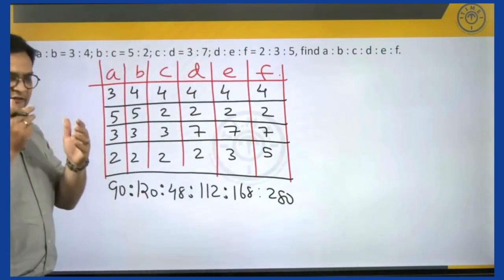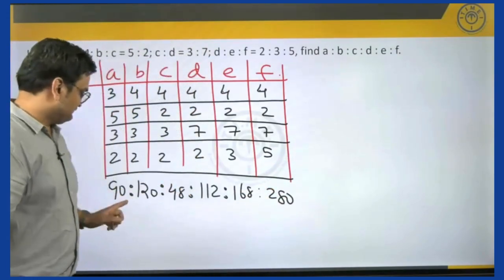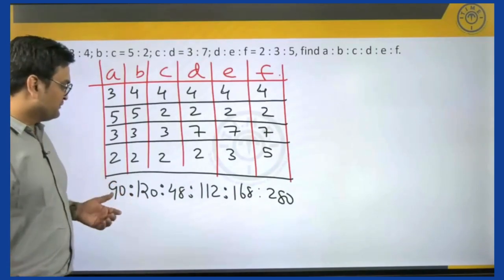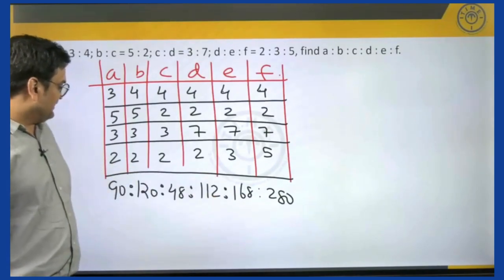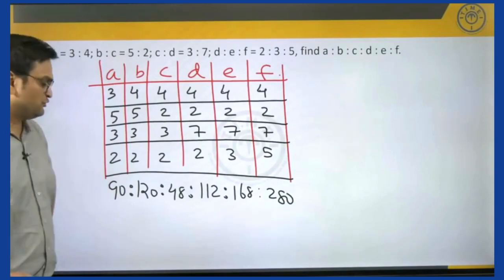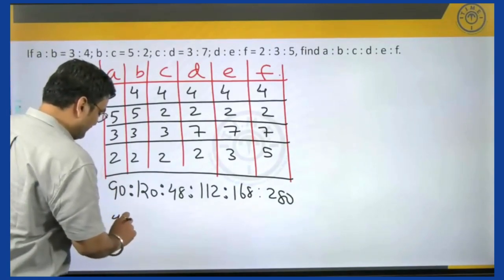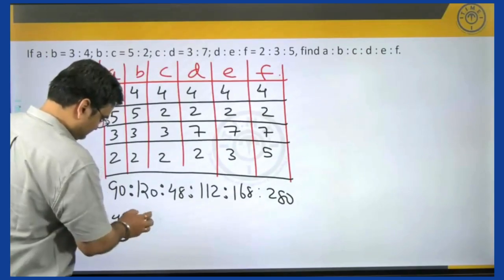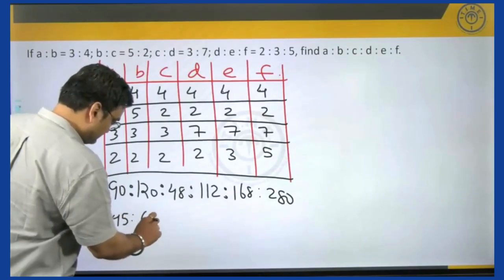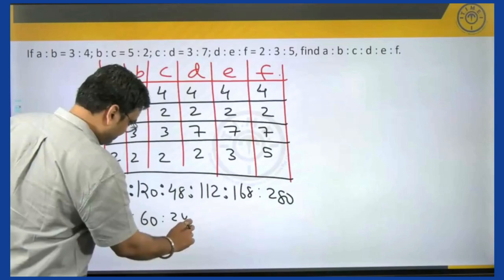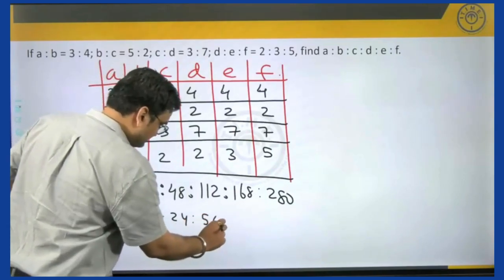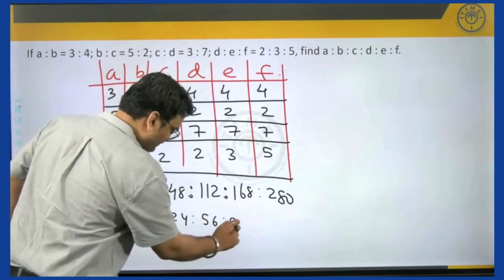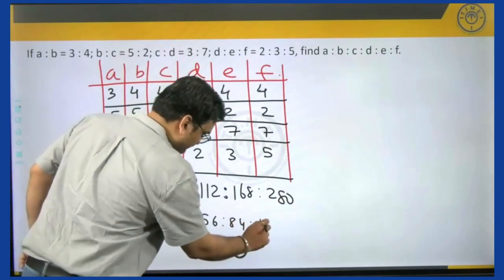And then of course we'll check for one thing, is there a common factor? If there is a common factor, we'll try to remove it. For example, right now if you'll see, I think we'll have a common factor of 2 throughout, we can simply remove that. So 45 is to 60, 24, 56, 84, 140.